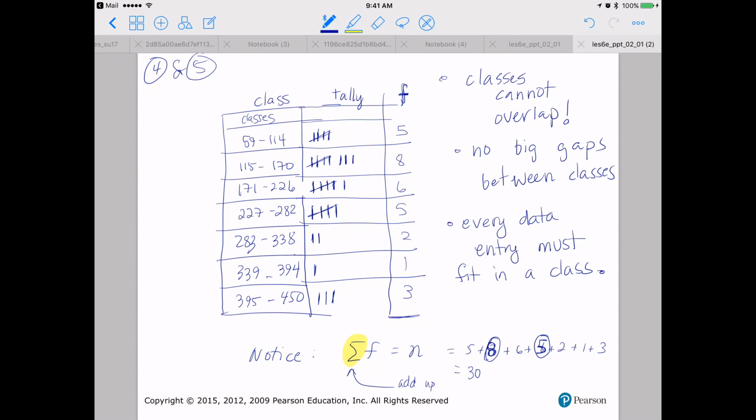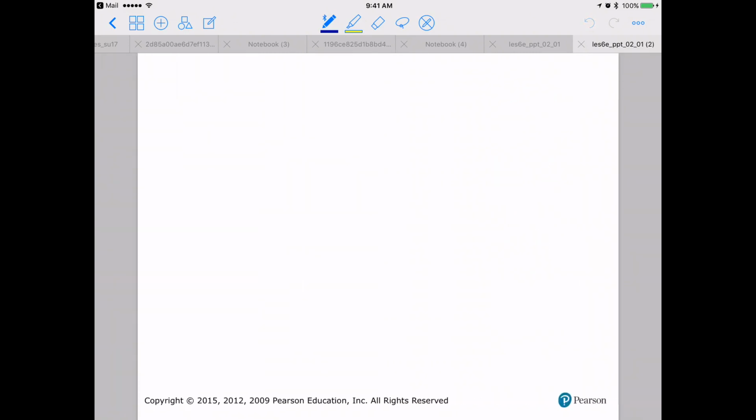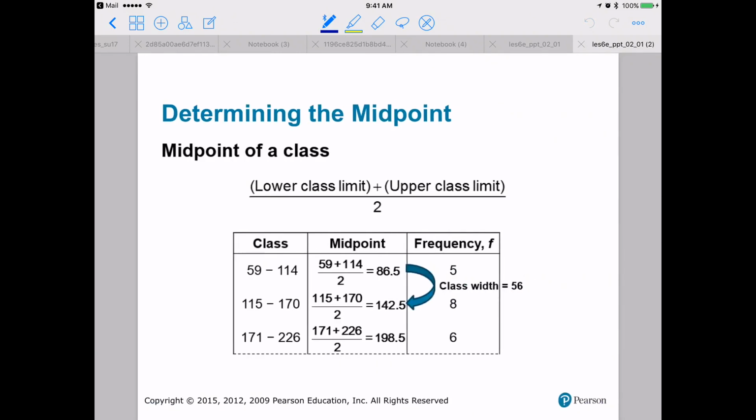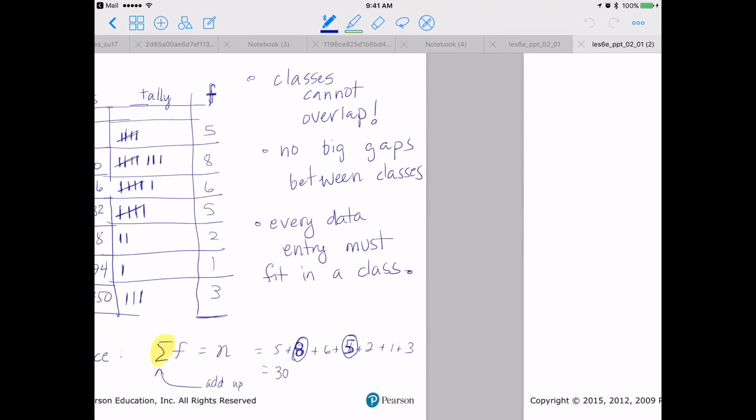All right, so we've got our frequency distribution, and I believe that's it. So the next thing here is determining the midpoint of a class.